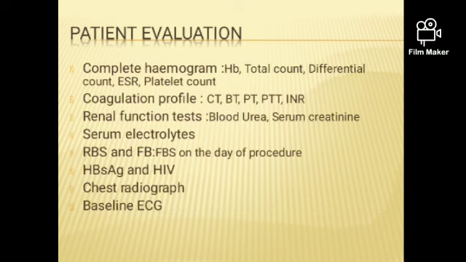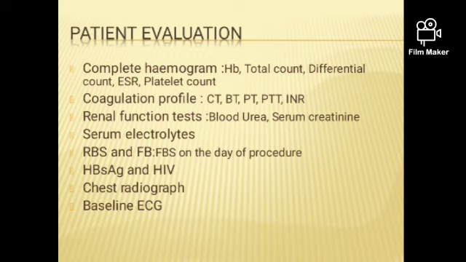Next, when you are doing the patient evaluation, you have to keep in mind that all these things are mandatory in your angiography procedure: HB, total count, ESR, platelet count, CT clotting time, BT bleeding time, prothrombin time, partial prothrombin time, INR, and renal function test is very much important.